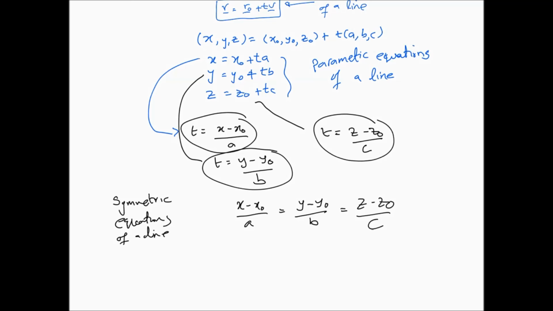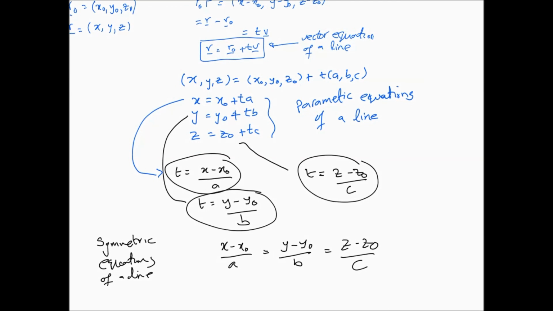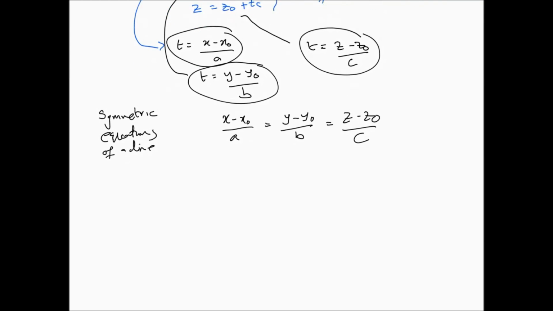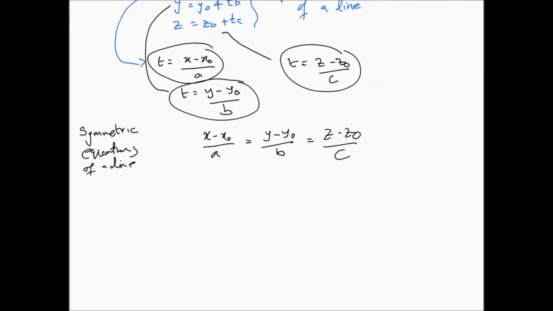So that basically covers the equation of the line. There are 3 different representations that we've looked at: the vector equation of a line, the parametric equations of a line, and the symmetric equations of a line. So let's move on now and look at how a similar idea can be explored when we look at planes.